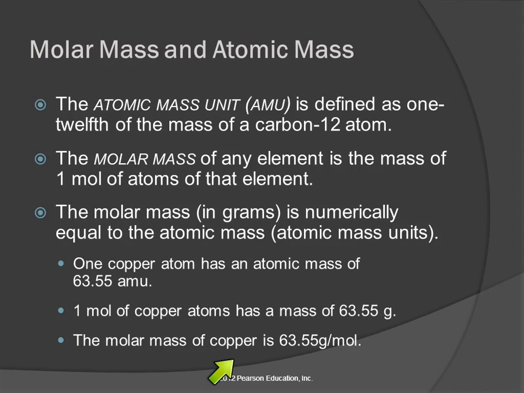So we look at copper on the periodic table and we see the number 63.55 under it. And that gives us the molar mass. It's that many grams per mole. Atomic mass, mass of an atom. Molar mass, mass of one mole of atoms.